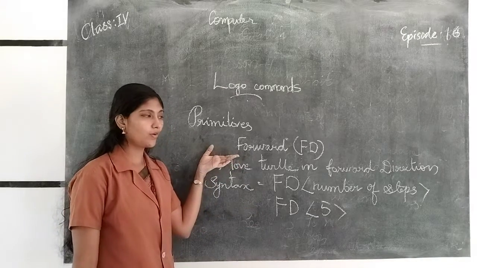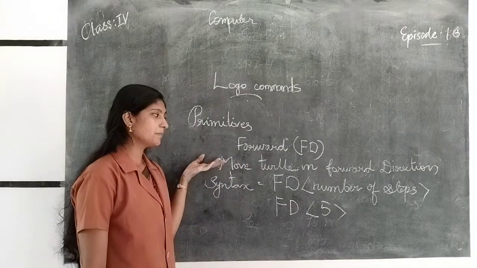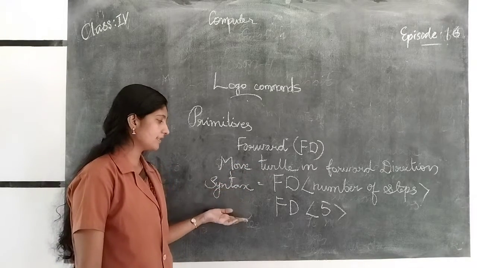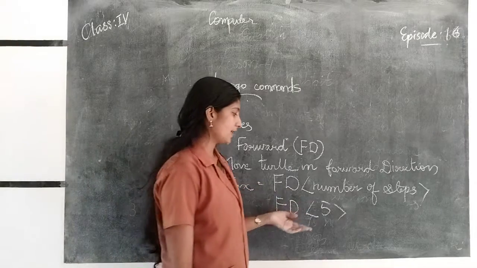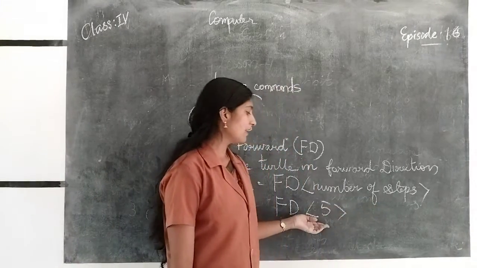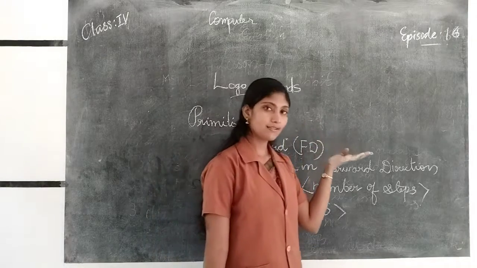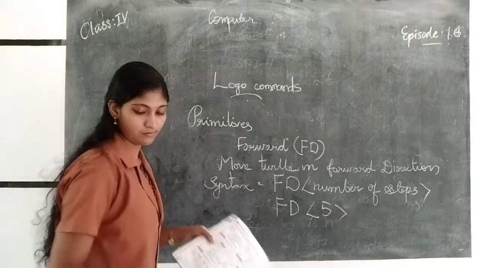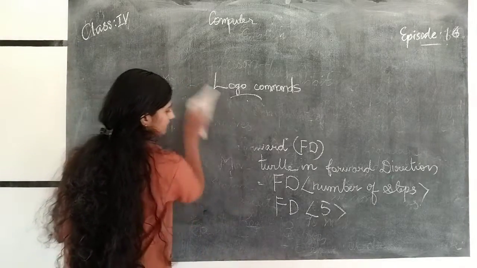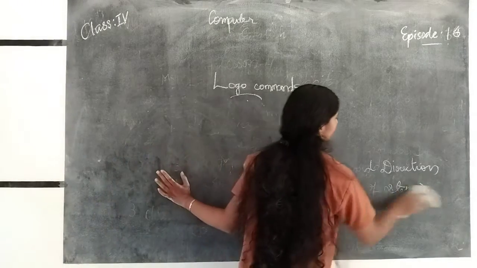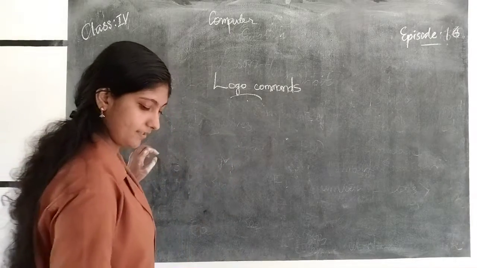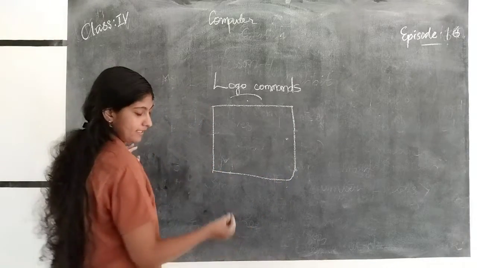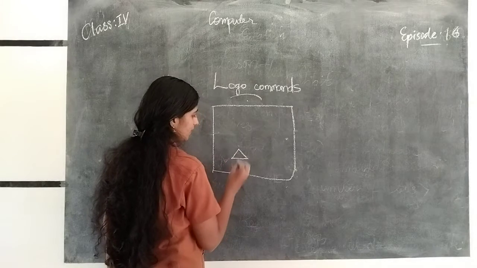So what is the purpose of forward and what is its code? FD. Its purpose is to move the turtle, or the pointer, in the forward direction by the number of steps mentioned in the syntax. What is the syntax? FD, number of steps. Here, taking an example of 5, the turtle moves 5 steps in the forward direction. So let's take an example. Before our drawing, it looks like this. This is the work area, and here is the turtle. So this is the before.